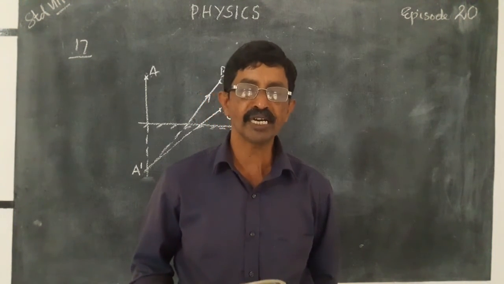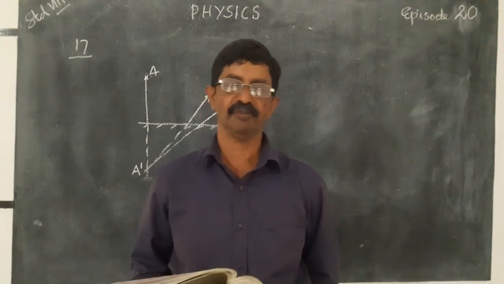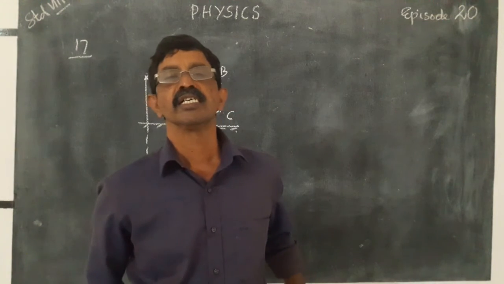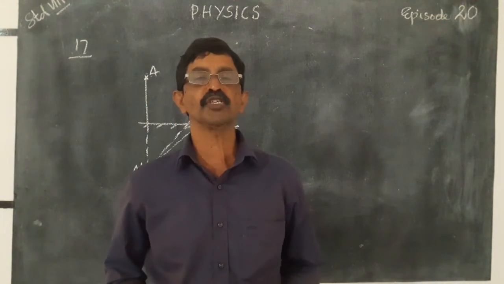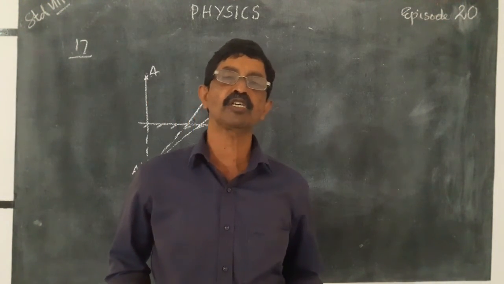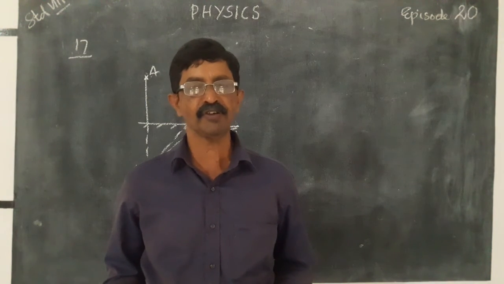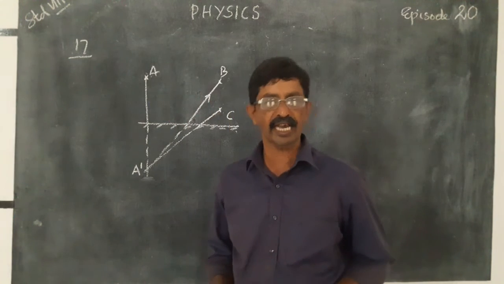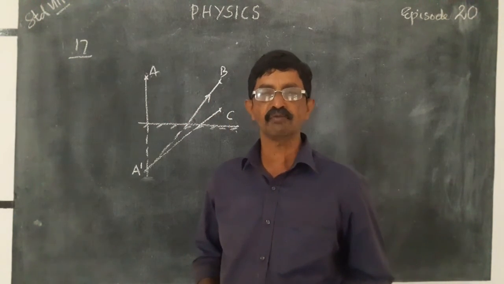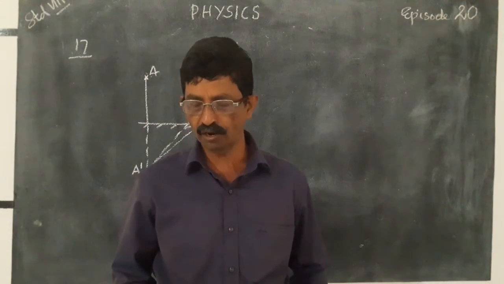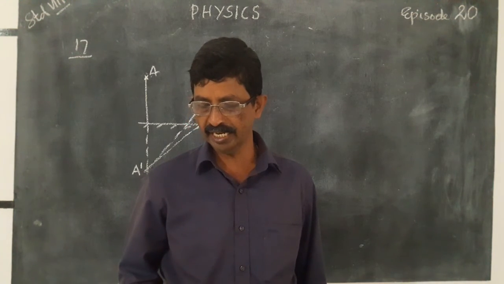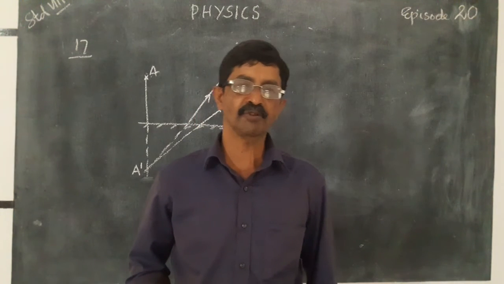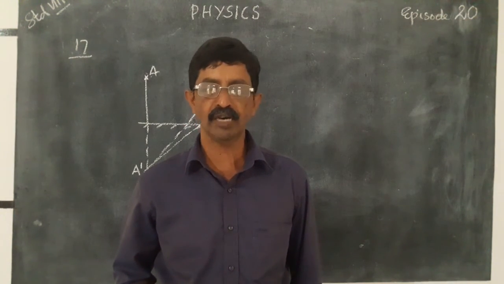Then you should remember this term, dispersion. What is dispersion? The splitting up of composite or white light into its constituent colors, from violet to red in the case of sunlight, is called dispersion of light. Then you should also remember the important parts of our eye.